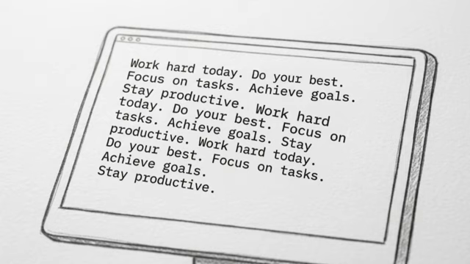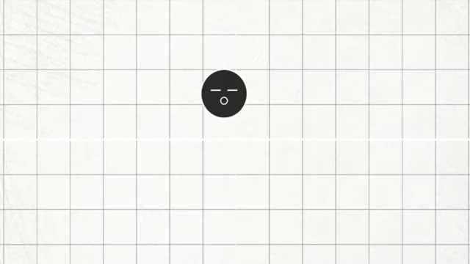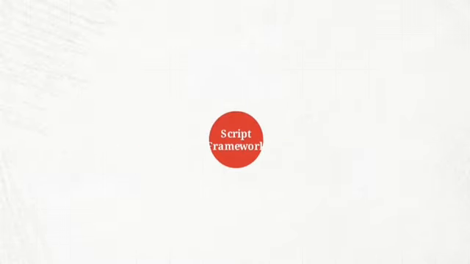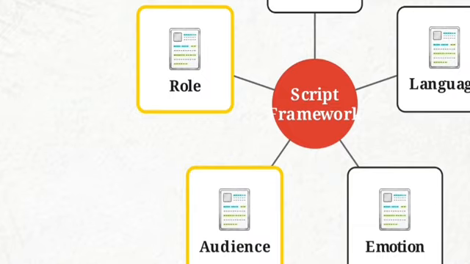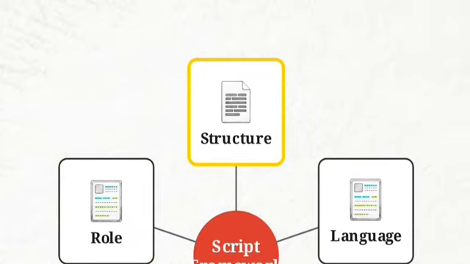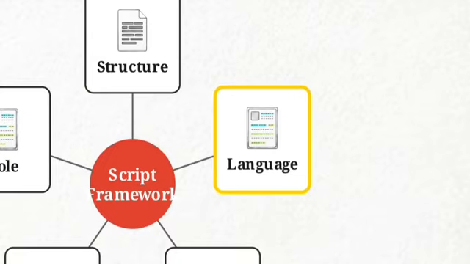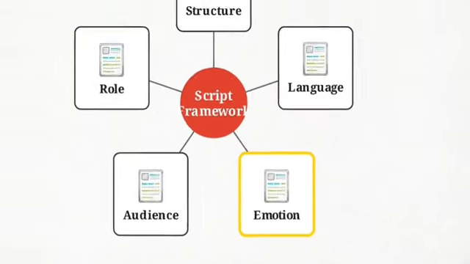Step 2 is the script. Basic prompts often result in a robotic, flat narrative that fails to hold attention. To get a human-sounding result, we use a 5-point framework. Assign the AI a persona and define the viewer to keep the tone relevant. Next, demand a clear structure. Use simple vocabulary and set a specific emotional vibe.